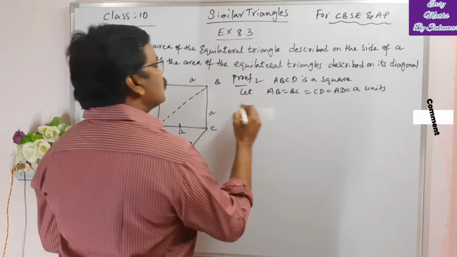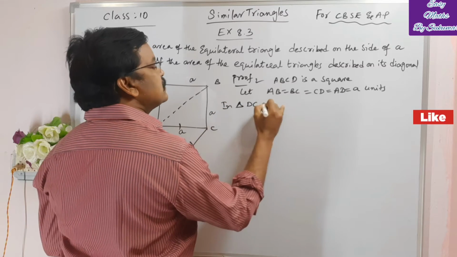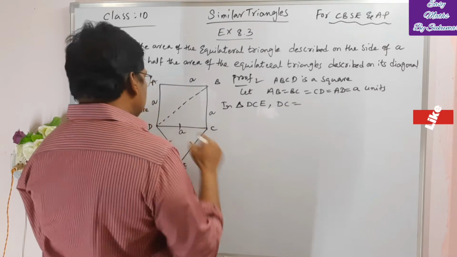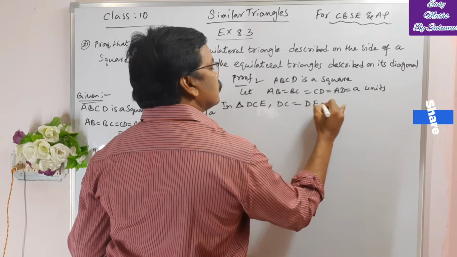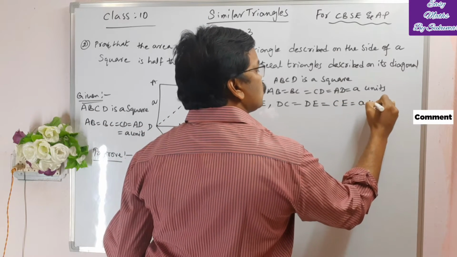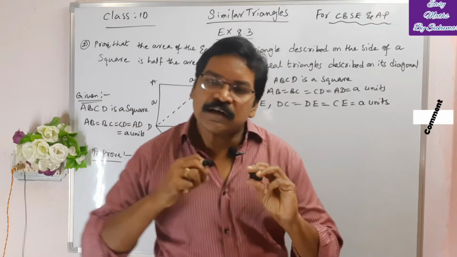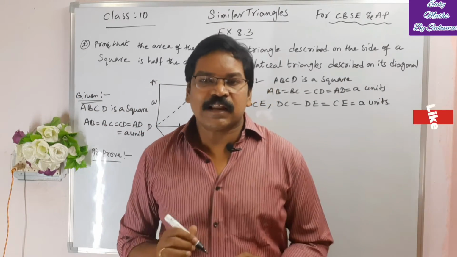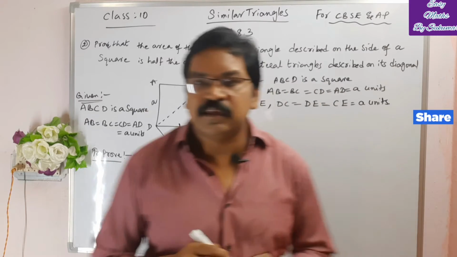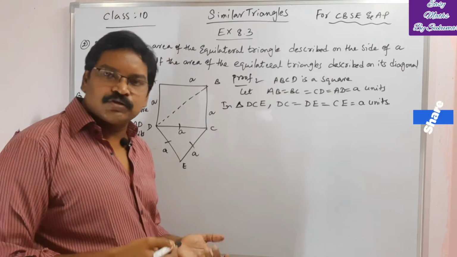So coming to triangle DCE, in triangle DCE, DC is equal to DE is equal to CE, all equal to small a units. The reason is this equilateral triangle is described on the side of square ABCD. All these three sides are equal to small a units.